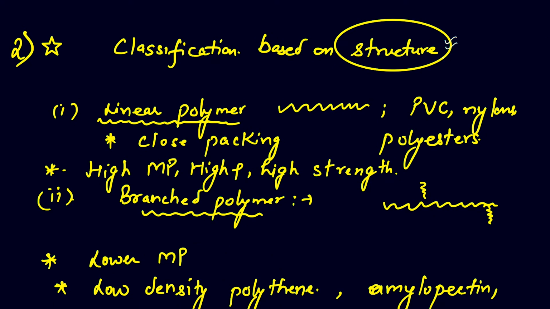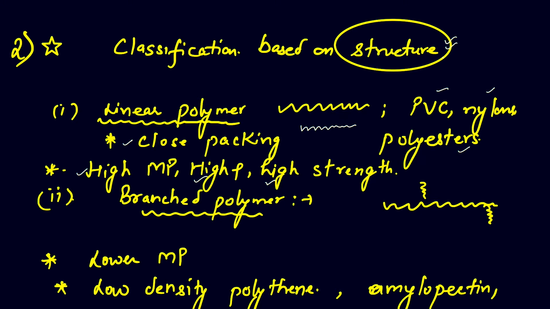Now let's classify the polymers on the basis of their structure. Based on structure, they can be linear polymers, branched chain polymers, or three-dimensional polymers. Now if we talk about linear polymers, they have close packing, they have high melting point, high density and high strength. Examples are PVC, nylons, polyesters.